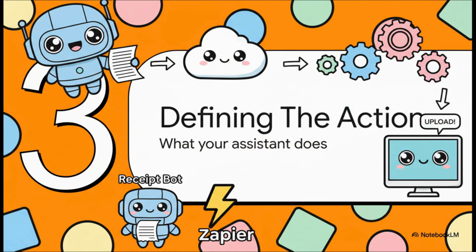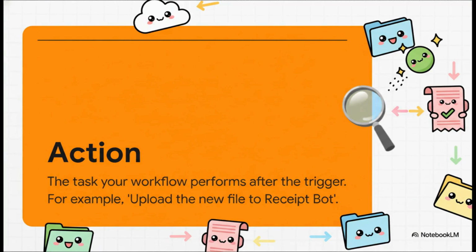Okay, we've told our assistant when to start working. Now we need to tell it what to do. It's time to define the action. The action is, well, it's the job you want done. If the trigger is the if, then the action is the then. So if a new file appears in the folder, then upload that exact file to ReceiptBot. This is the manual step you will happily never have to do again.